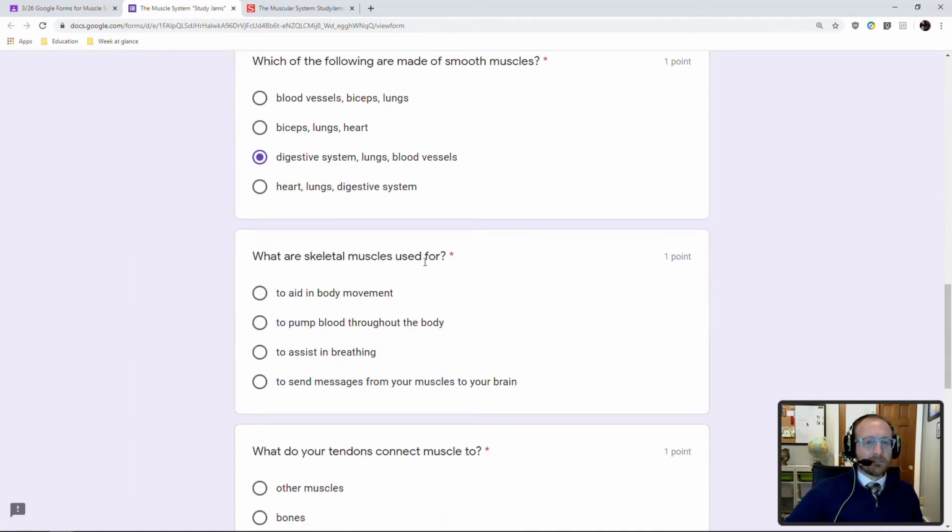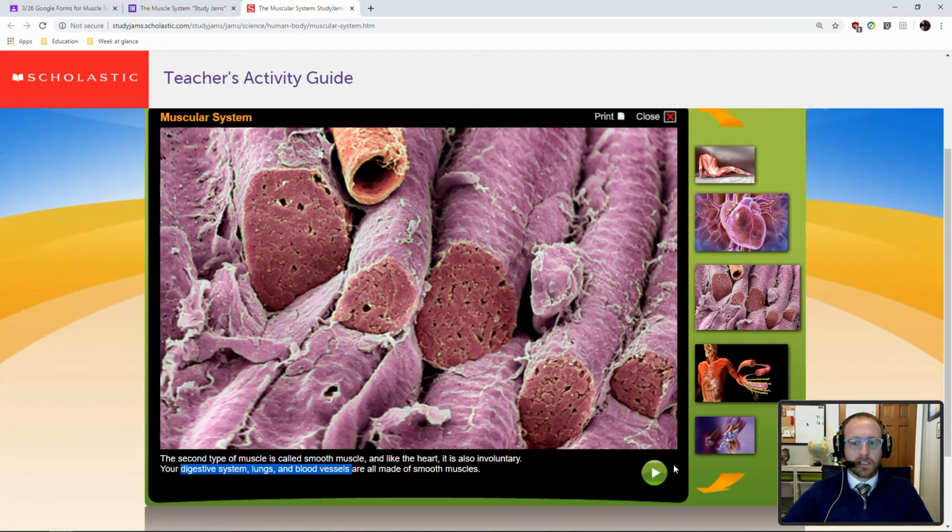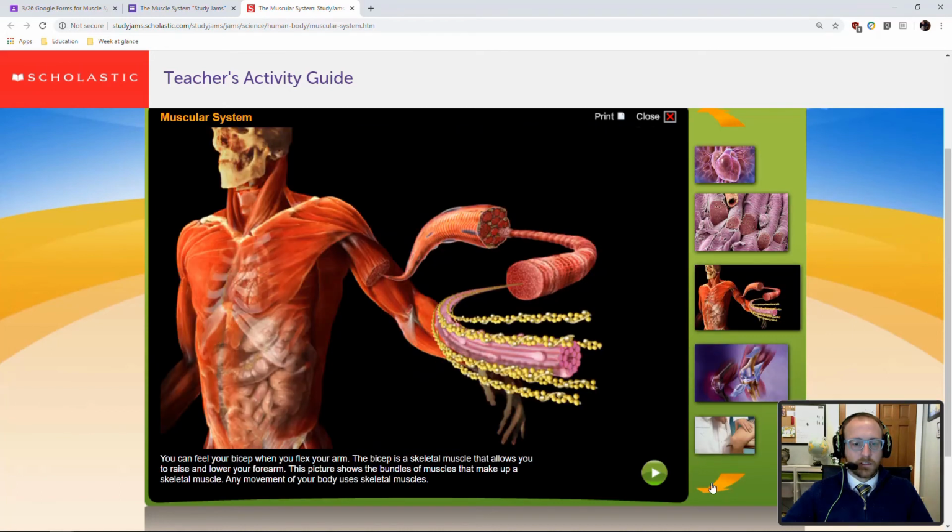What are skeletal muscles used for? To aid in body movement, to pump blood throughout the body, to assist in breathing, or to send messages from your muscle to your brain. Let's take a look. Skeletal muscles. You can feel your bicep when you flex your arm, particularly if you have these cannons here like Mr. Daly has. The bicep is a skeletal muscle that allows you to raise and lower your forearm.